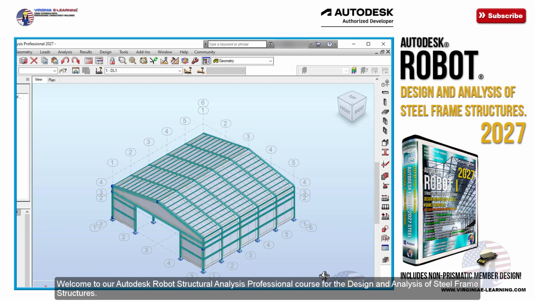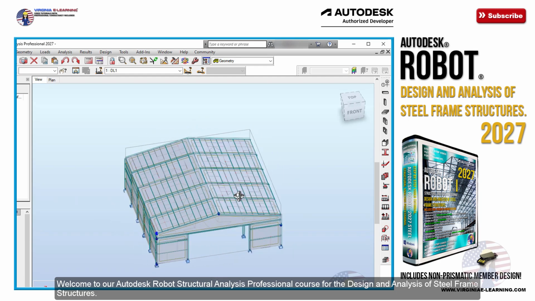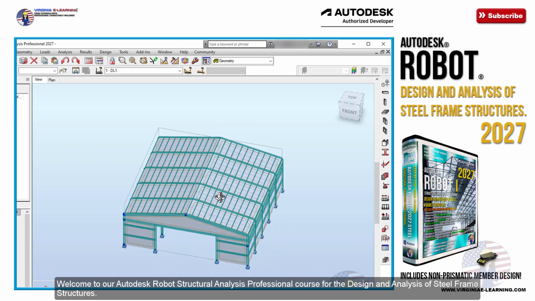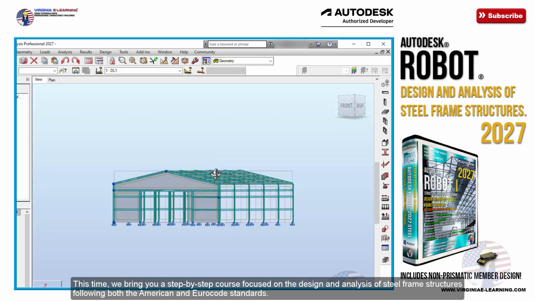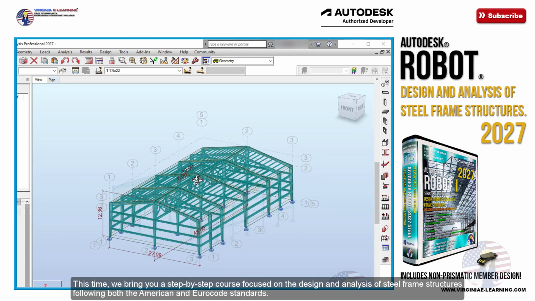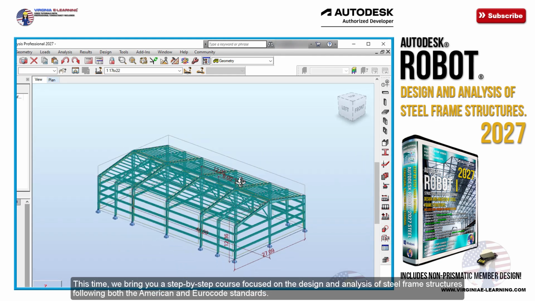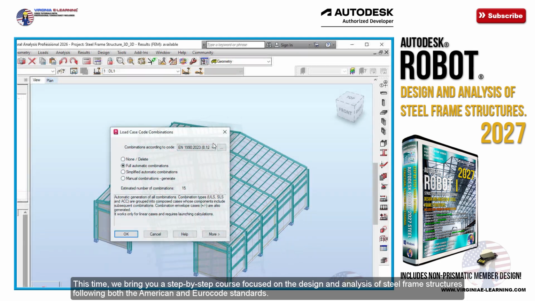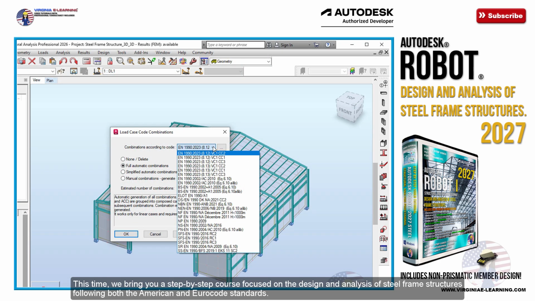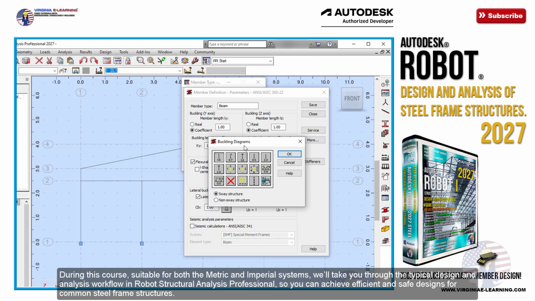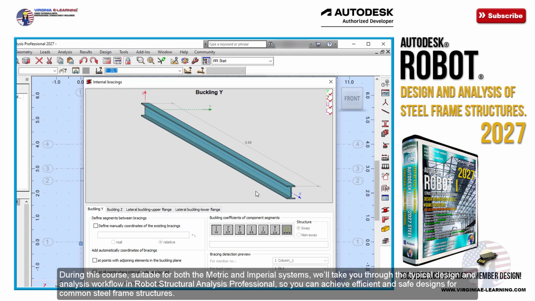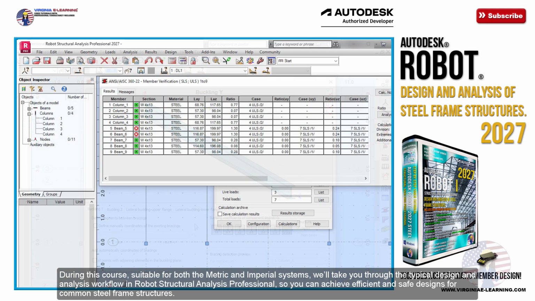Welcome to our Autodesk Robot Structural Analysis Professional course for the design and analysis of steel frame structures. This time, we bring you a step-by-step course focused on the design and analysis of steel frame structures, following both the American and Eurocode standards. During this course, suitable for both the metric and imperial systems, we'll take you through the typical design and analysis workflow in Robot Structural Analysis Professional, so you can achieve efficient and safe designs for common steel frame structures.